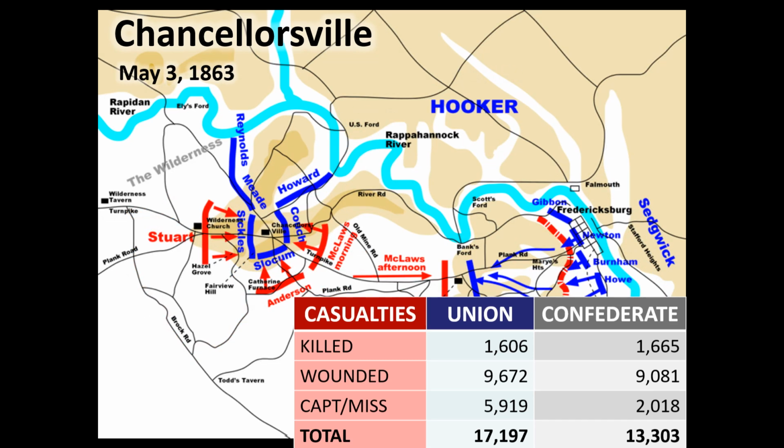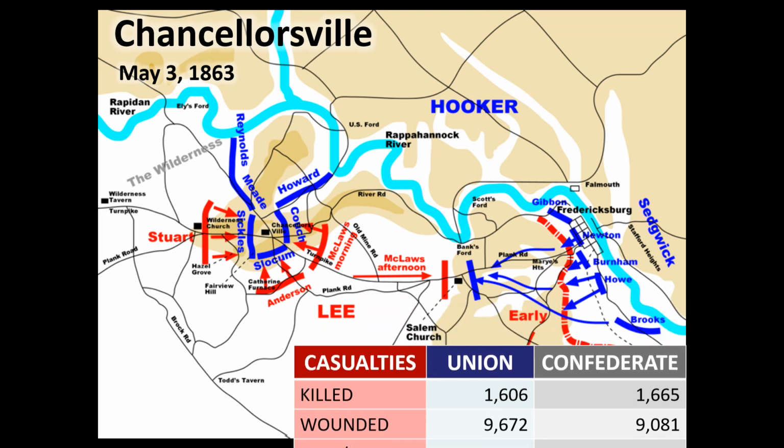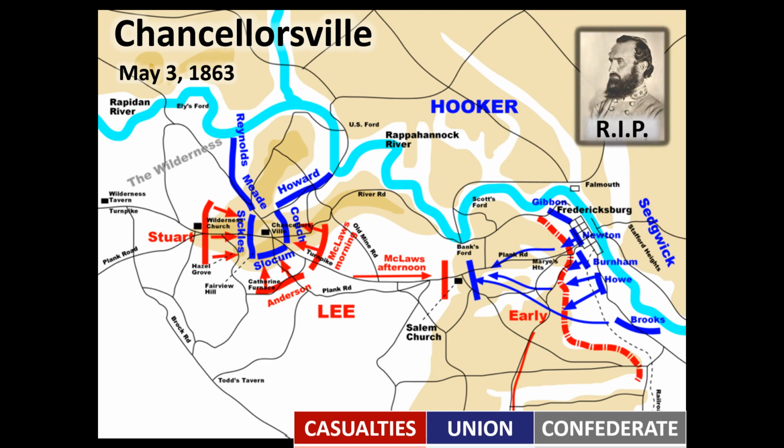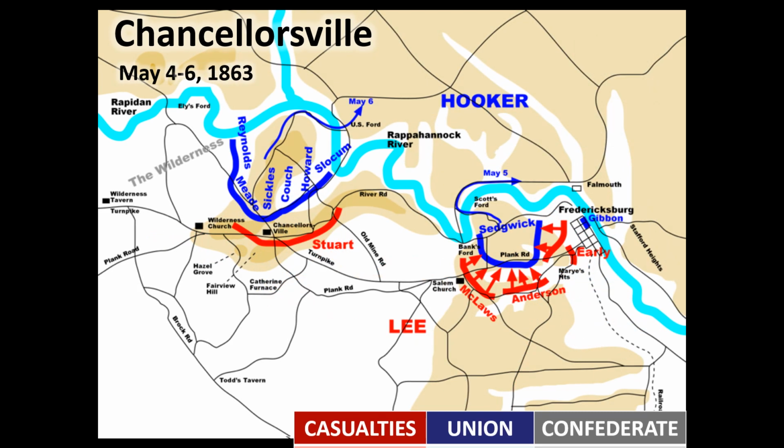You can see the movement here. Okay, this is Jeb Stuart over here on the left. Lee moving, Early, all of these just excellent generals that are using strategy. And up here we lose Stonewall Jackson.